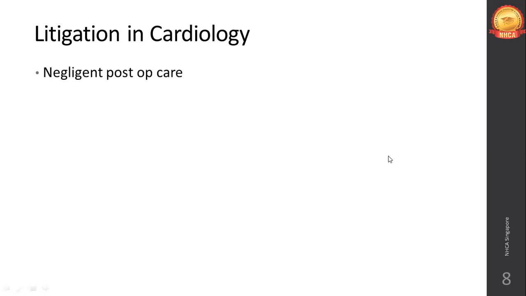Litigation in cardiology. Negligent post-operative care. There was a patient who underwent angioplasty, in the case Sheila Hirba Naik versus Apollo Hospital, Chennai. The patient was placed with stents. But later, the patient collapsed on the way to the bathroom. A clinical examination was done, and no ECG or blood test was done. Subsequently, the patient developed cardiac arrest and died soon after the fall.